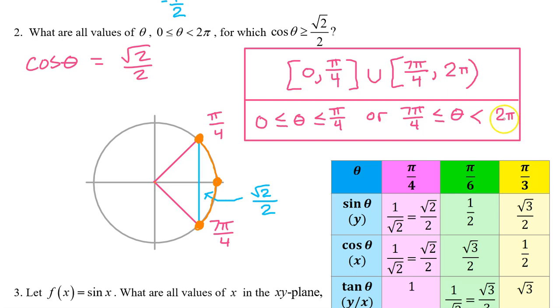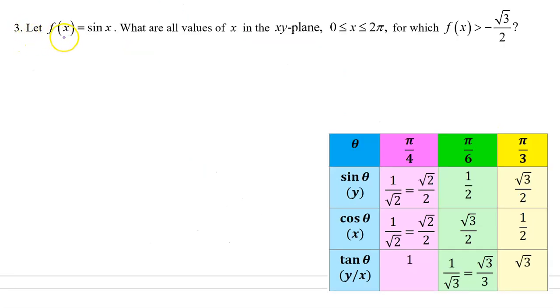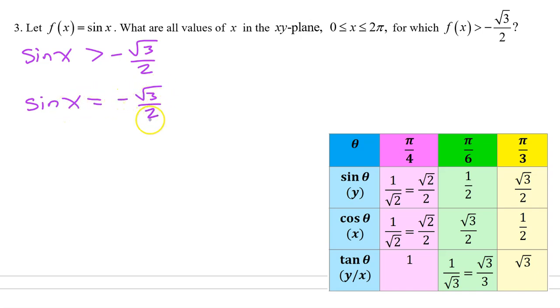Number 3, let f of x equal sine x. What are all values of x in the xy plane on the interval from 0 to 2 pi for which f of x is greater than negative radical 3 over 2? So we are looking for where sine x is greater than negative radical 3 over 2. We must begin by finding where sine x is equal to negative radical 3 over 2.